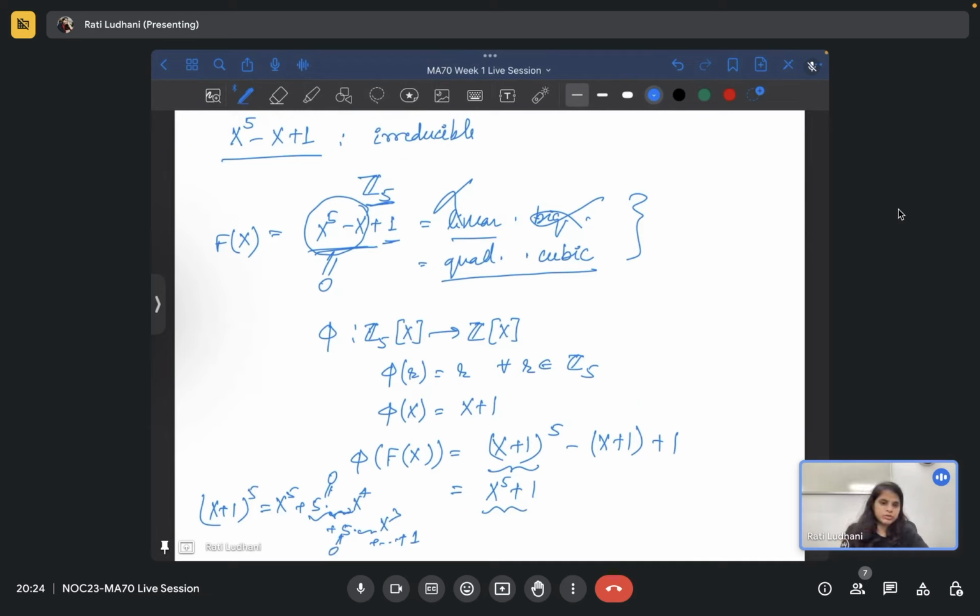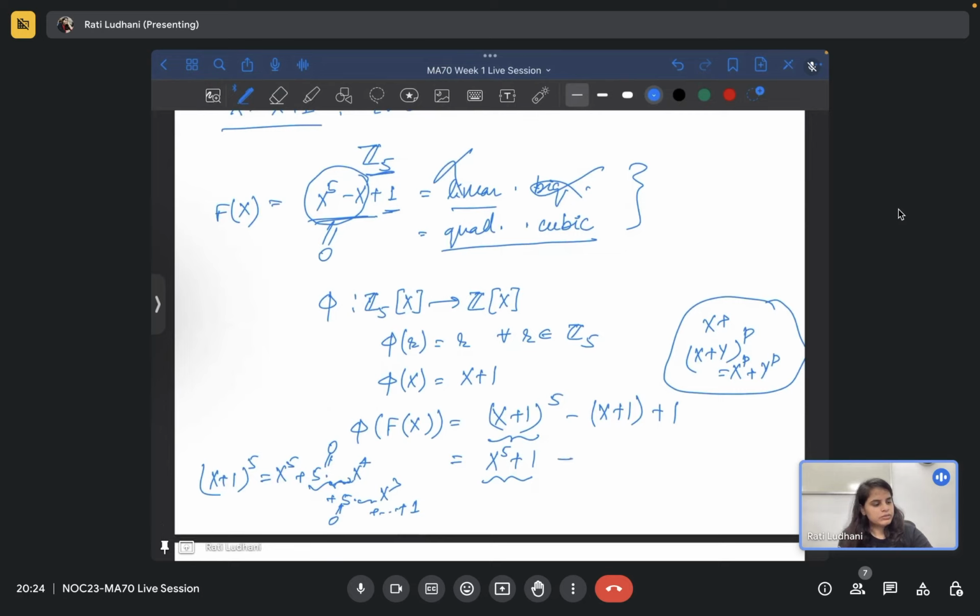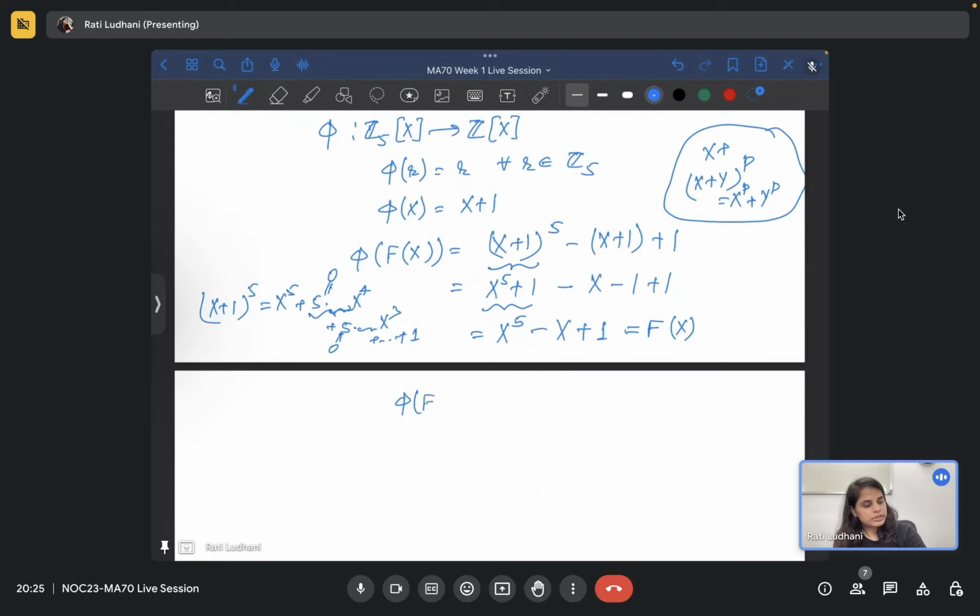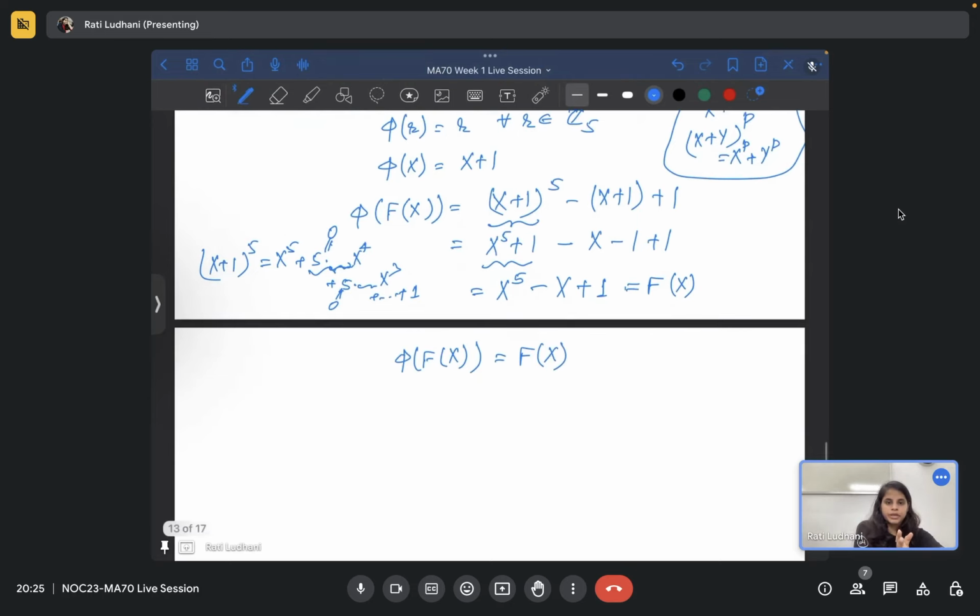This is a property that in Zp, (x plus y) raised to power p is the same as x raised to power p plus y raised to power p. You can check that, just binomial expansion, nothing else. And here you will get x plus 1 minus x minus 1 plus 1, so you get x raised to power 5 minus x plus 1 cancelled, and that is the same as f(x). So phi of f(x) is the same as f(x).